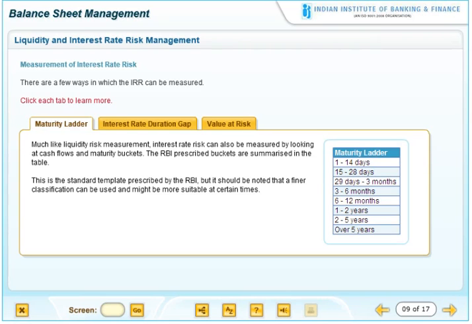There are a few ways in which the IRR can be measured. Click each tab to learn more.